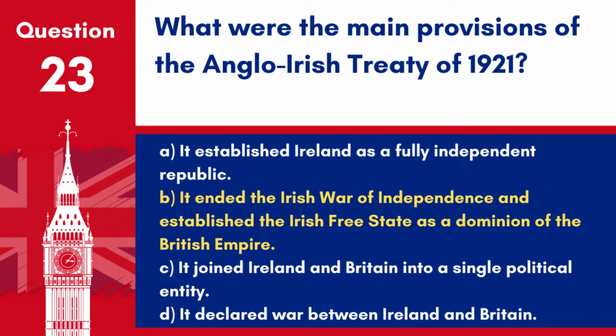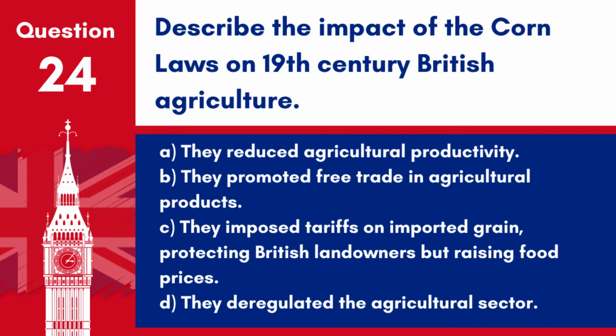Answer: B. It ended the Irish War of Independence and established the Irish Free State as a dominion of the British Empire. The treaty provided for some Irish independence, but left Northern Ireland as part of the United Kingdom, leading to significant political tensions.